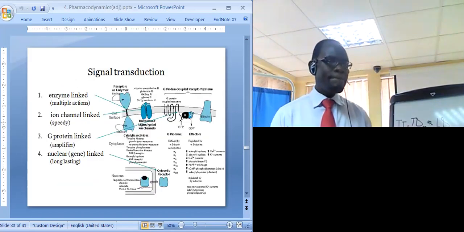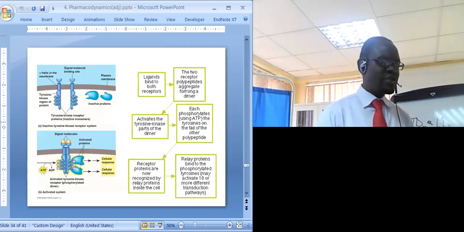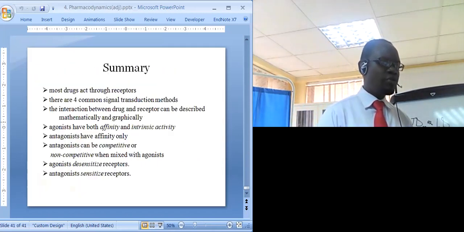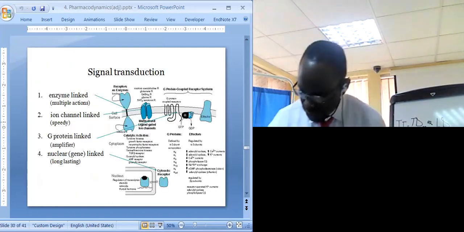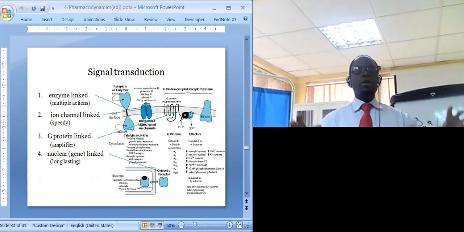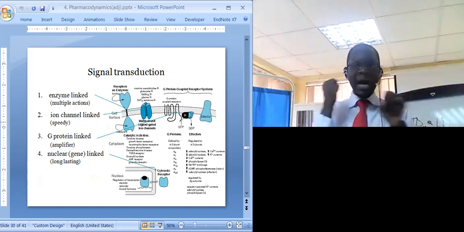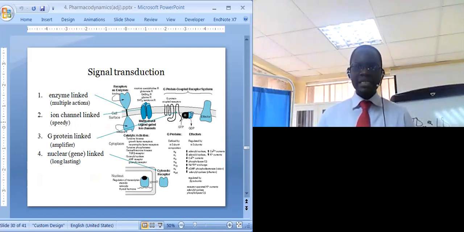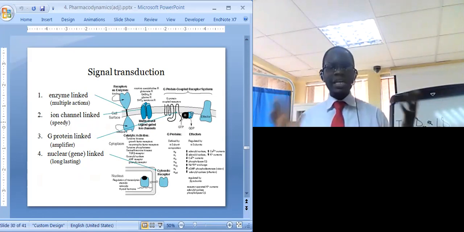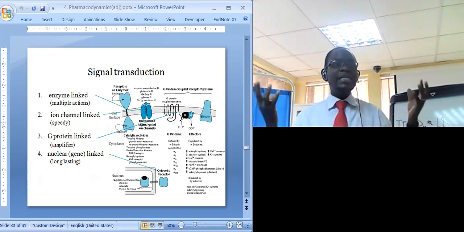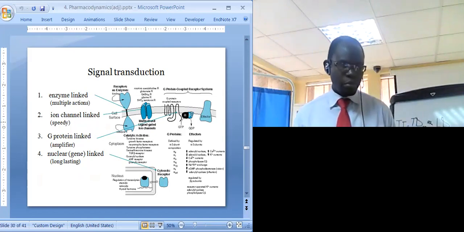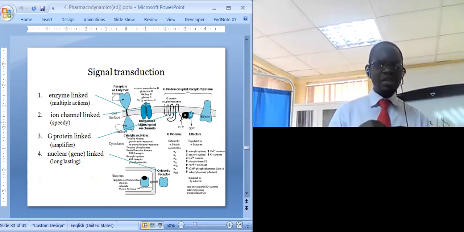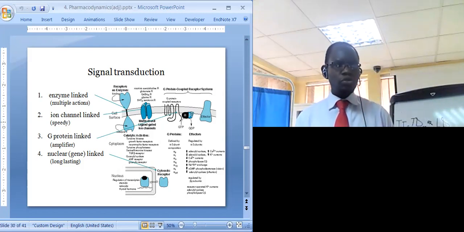Now, in this last presentation we are going to talk about what we call receptors, and for that matter, signal transduction. When a drug binds to a receptor, that is basically not it, it's not just that only. What actually happens is that once a drug binds to a receptor, several signals move along the receptors and for that matter, cause or bring about an effect.